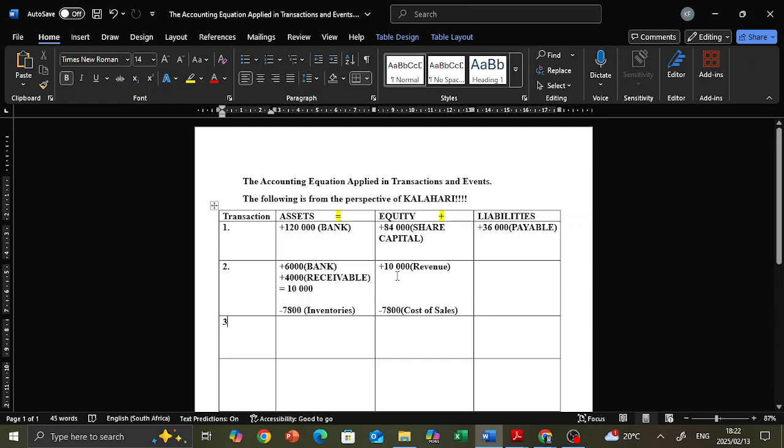And in your revenue, you will know that plus 10,000. Okay. So essentially, when you're reporting the statement now, you're going to say revenue minus 7,800 gives you gross profit.